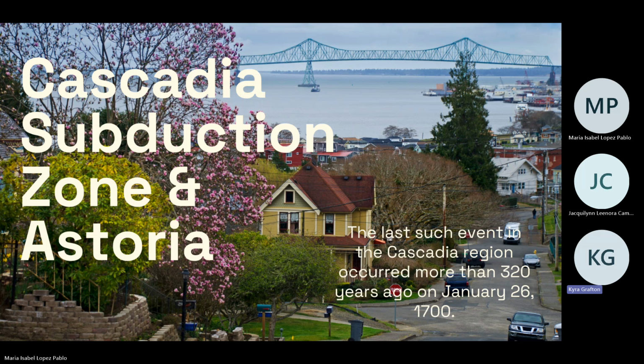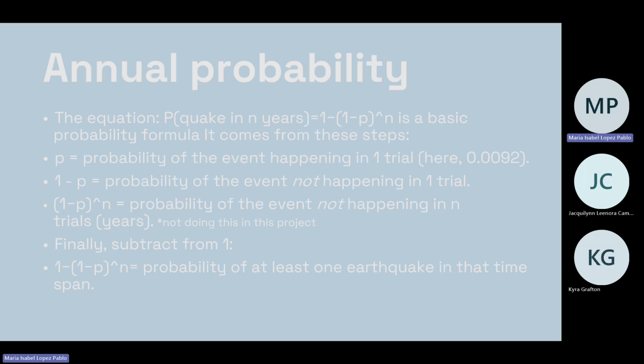It's serious because the last event in the Cascadia region occurred more than 320 years ago on January 26, 1700. This event is supposed to occur every 200 to 500 years. Now we can get into the math of it all. A lot of scientists estimate a 37% chance of a magnitude 8 or plus earthquake hitting us in the next 50 years.